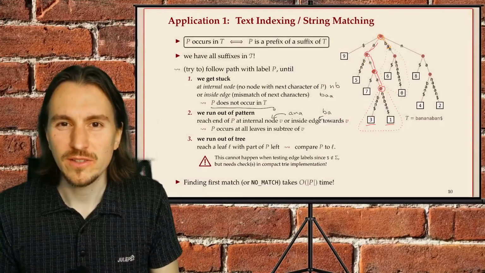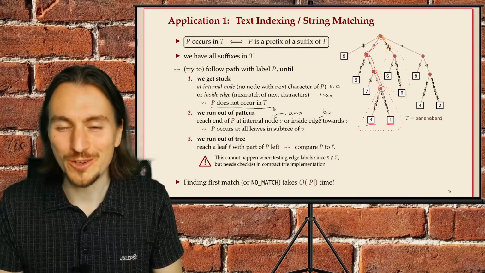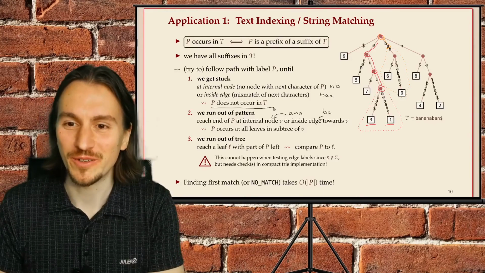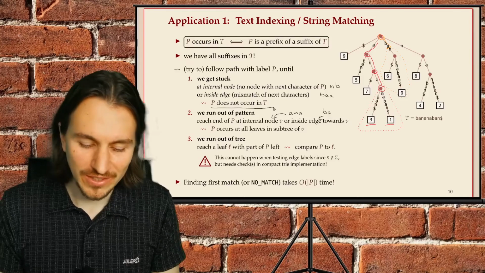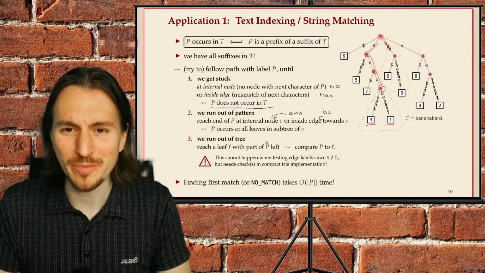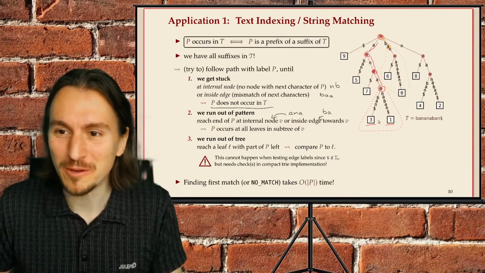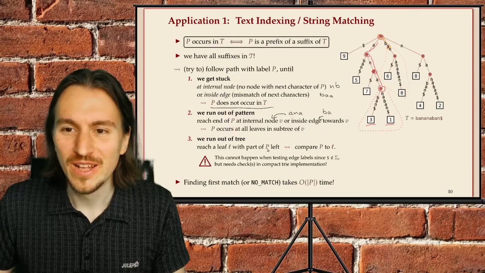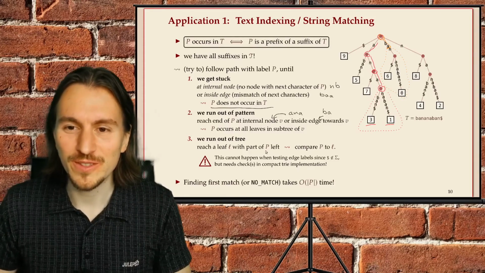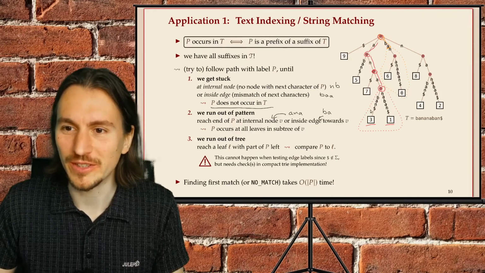And that means P does not occur in the text. That's the other case. If you get stuck in whatever way, you fall out of the tree, then the pattern does not occur. There's the last subtle case, which is we run out of tree. We have more pattern, but we reach the end of the tree. We reach a leaf. In general, this can happen, but it doesn't happen in our case with the $ sign.